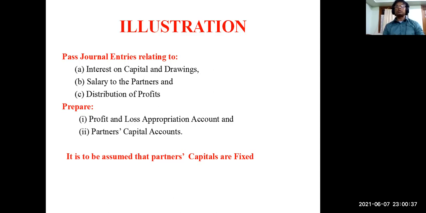When capitals are fluctuating, all adjustment entries are recorded in the partner's capital account. But when partner's capitals are fixed, then in the capital account only the capital amount comes and it remains fixed year after year. All adjustments, interest, salary, all these things will come in the partner's current account. I have not mentioned here that you have to prepare the current account, but you have to understand that when capitals are fixed, you have to prepare the current account. I'll be showing you that current account also.